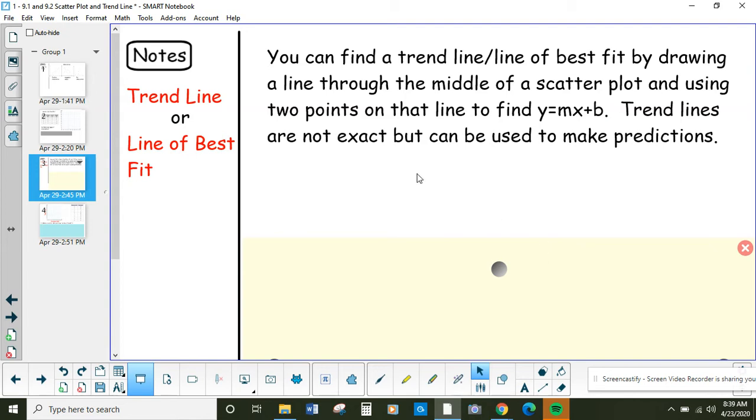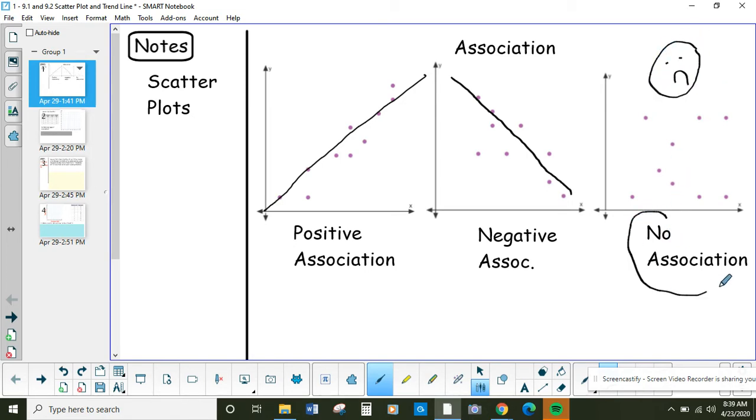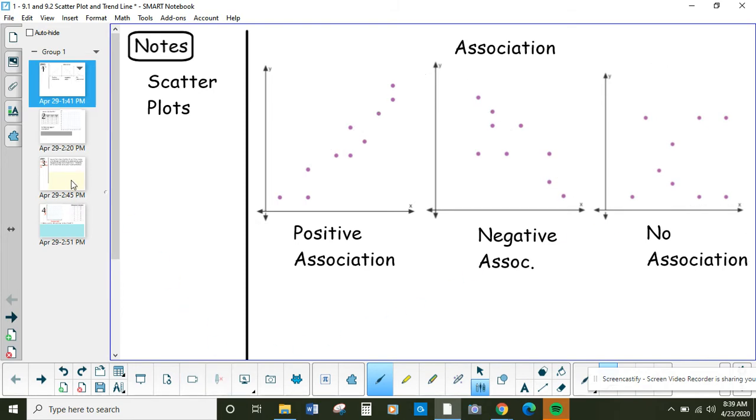So let's look at an example of a trend line. So you see this data right here. If I kind of drew a line through the middle of most of them and it was straight, that would be a trend line. Or if I drew a line this way, that would be a trend line. How about my trend line here? What would it look like? And the answer is there would be no trend line. It doesn't have a trend line because there's no association. So you'd only draw a trend line if there was a positive or negative association.